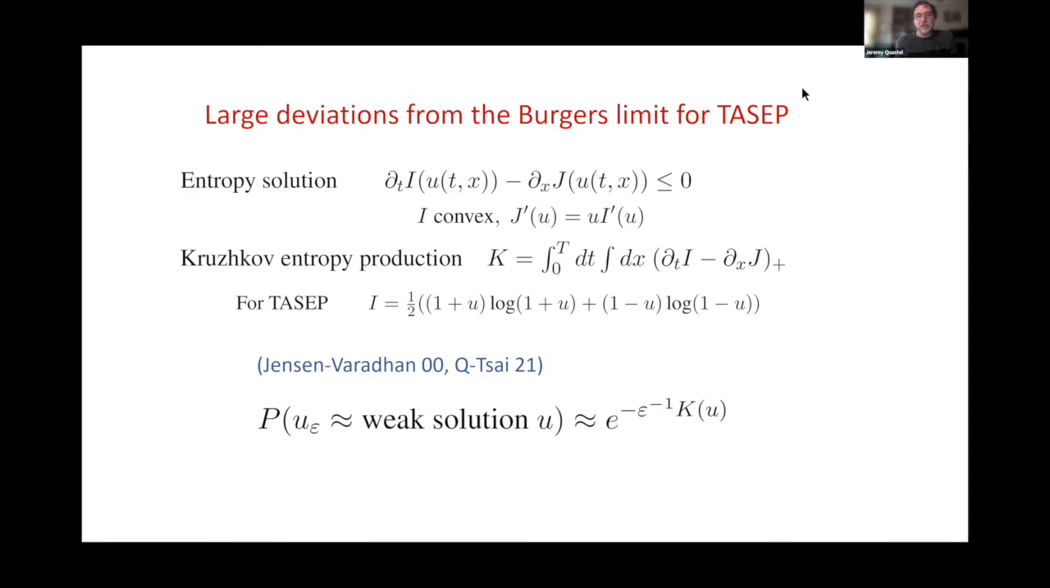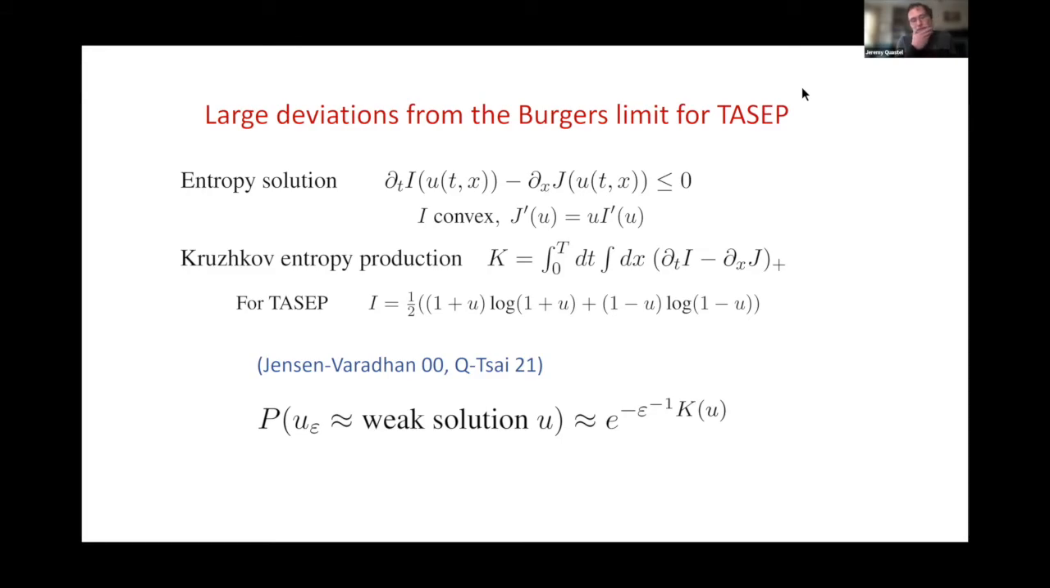And Varadhan and Jensen conjectured that the large deviations for such a weak non-entropy solution would be governed by what's called the Kruzhkov entropy production, which is written here. They were able to prove an upper bound, but only a lower bound in a few special cases. But once one has an exact formula, one can actually go all the way. And we were able to prove the full theorem.